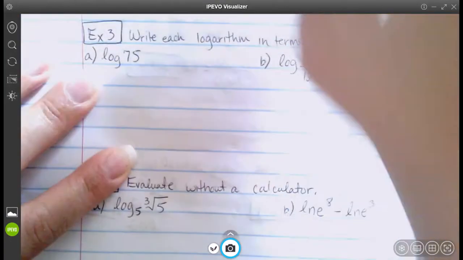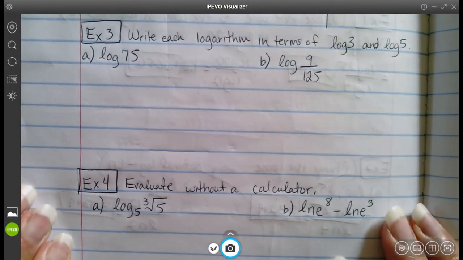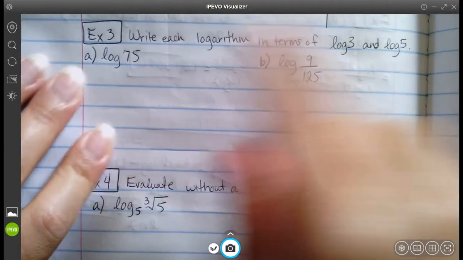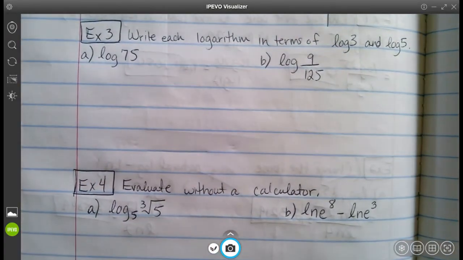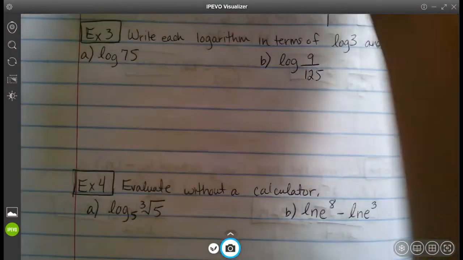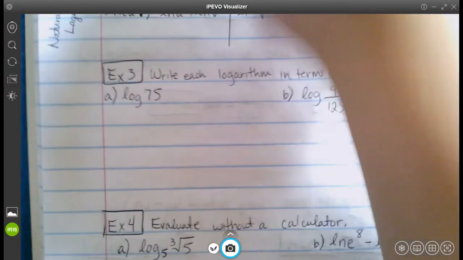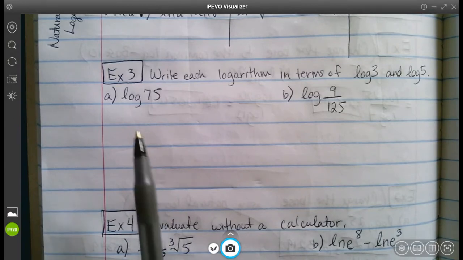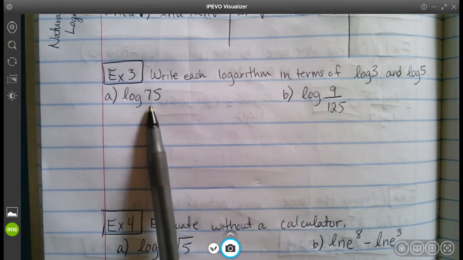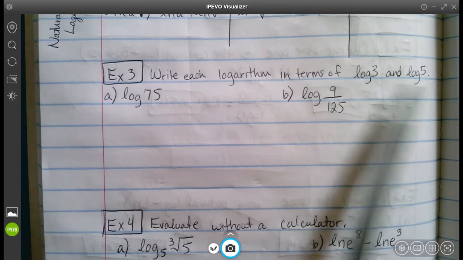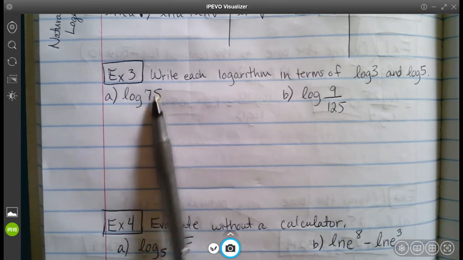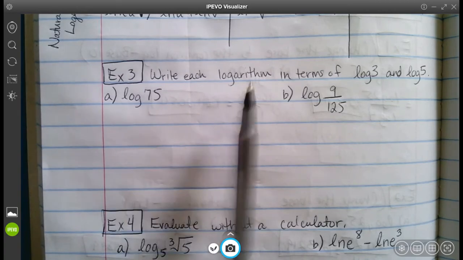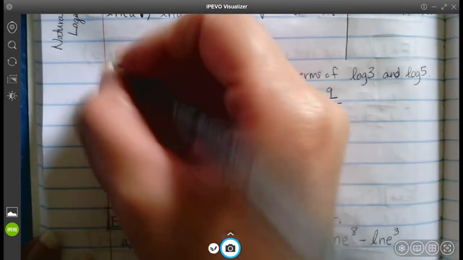All right, let's go ahead and jump to a couple of examples here. We have: write each logarithm in terms of log 3 and log 5. So let me move this just a little bit back. There we go. What I'm going to do here is see if I can rewrite this 75 in terms of 3 and 5, with some kind of multiplication. And then from there I can expand it in terms of logs. So let's do it this way.